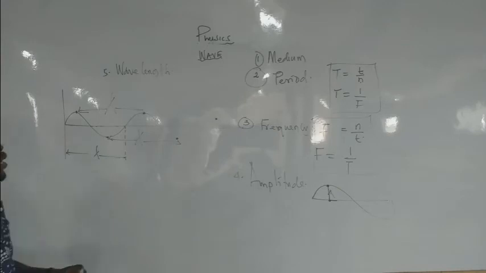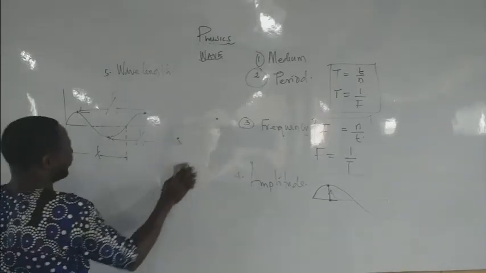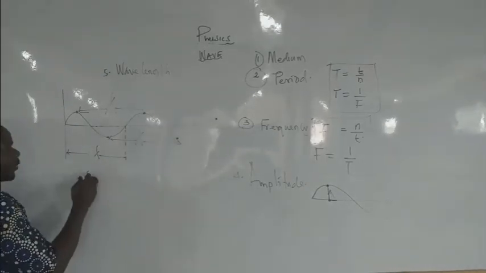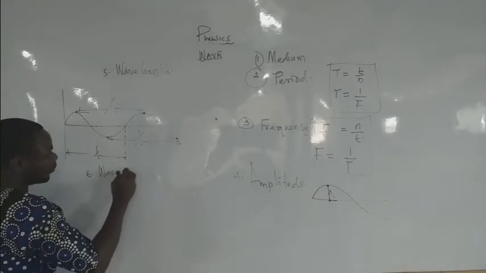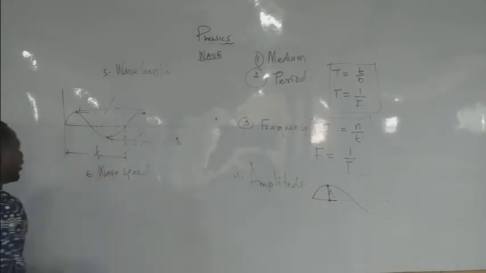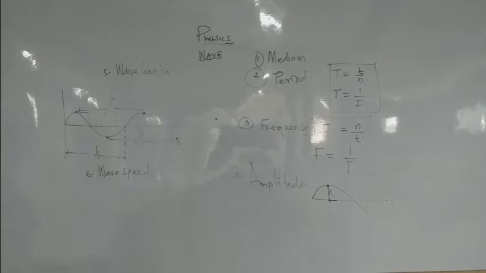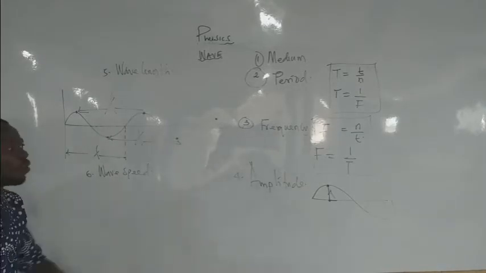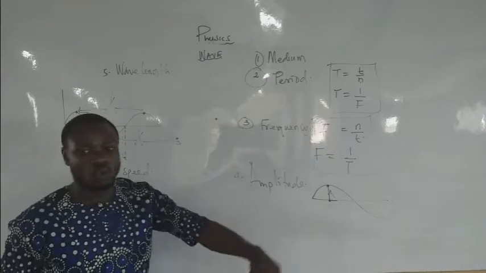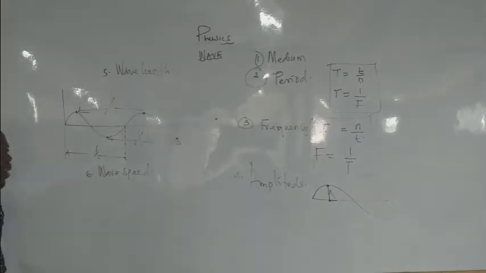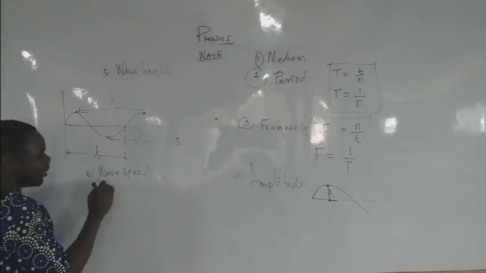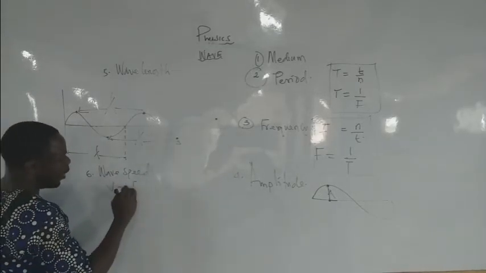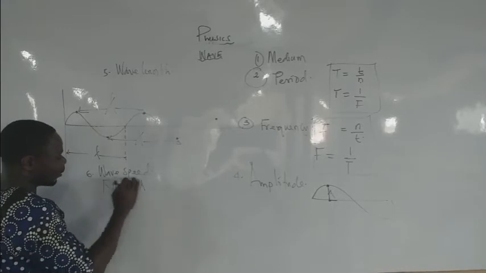And it is also measured in what? In meter. Then number 6. Wave speed. It's like other speed also. Wave speed is the distance covered by a wave particle per second. It is measured in meter per second and expressed mathematically as, the first one is, V is equal to what? F lambda. That is the first formula.